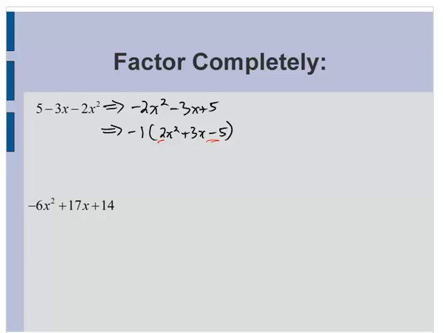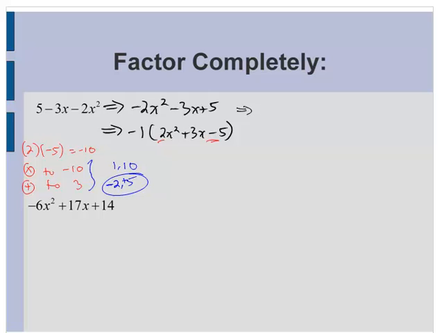Now I will focus on the 2 and the negative 5. So 2 times negative 5 is negative 10. We need a pair of numbers that multiplies to negative 10 and adds to 3. And let's see, for 10 we have 1 and 10 and 2 and 5. The only one that I can get a 3 out of is the 2 and the 5. Let's get the signs right. A negative 2 and a positive 5 would get me a positive 3. So that's the pair that I want.